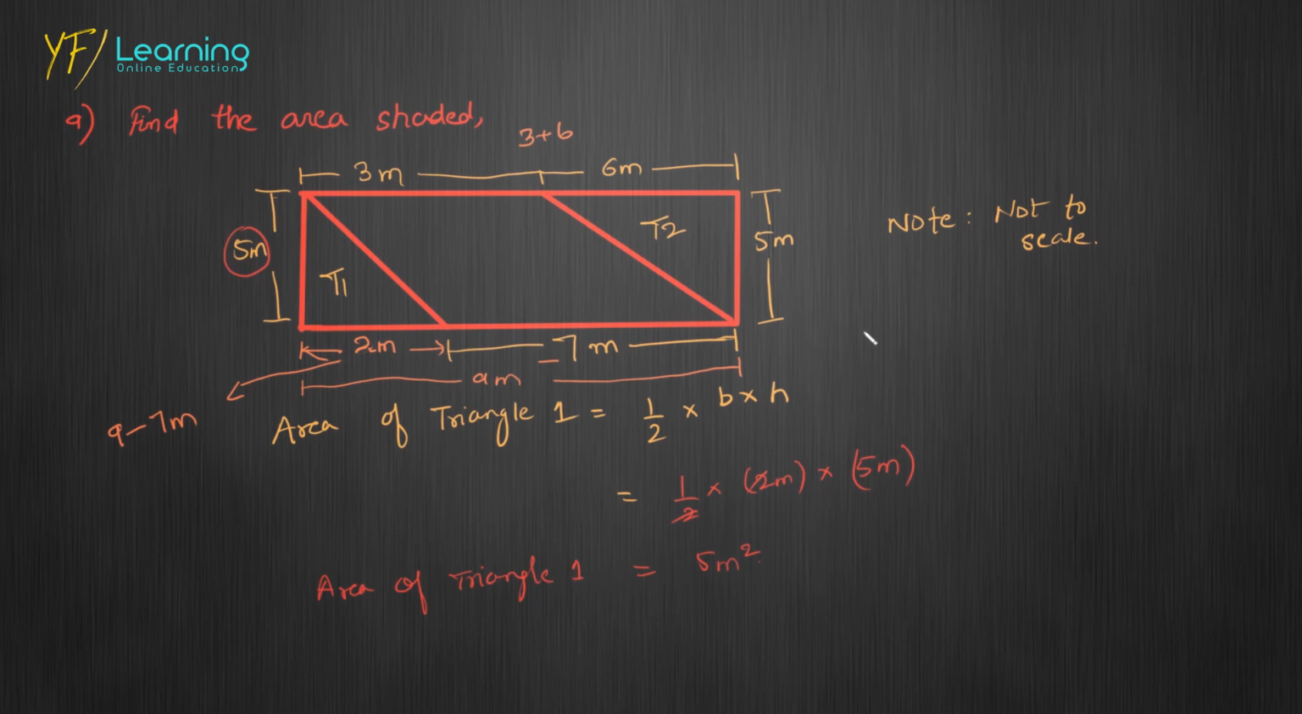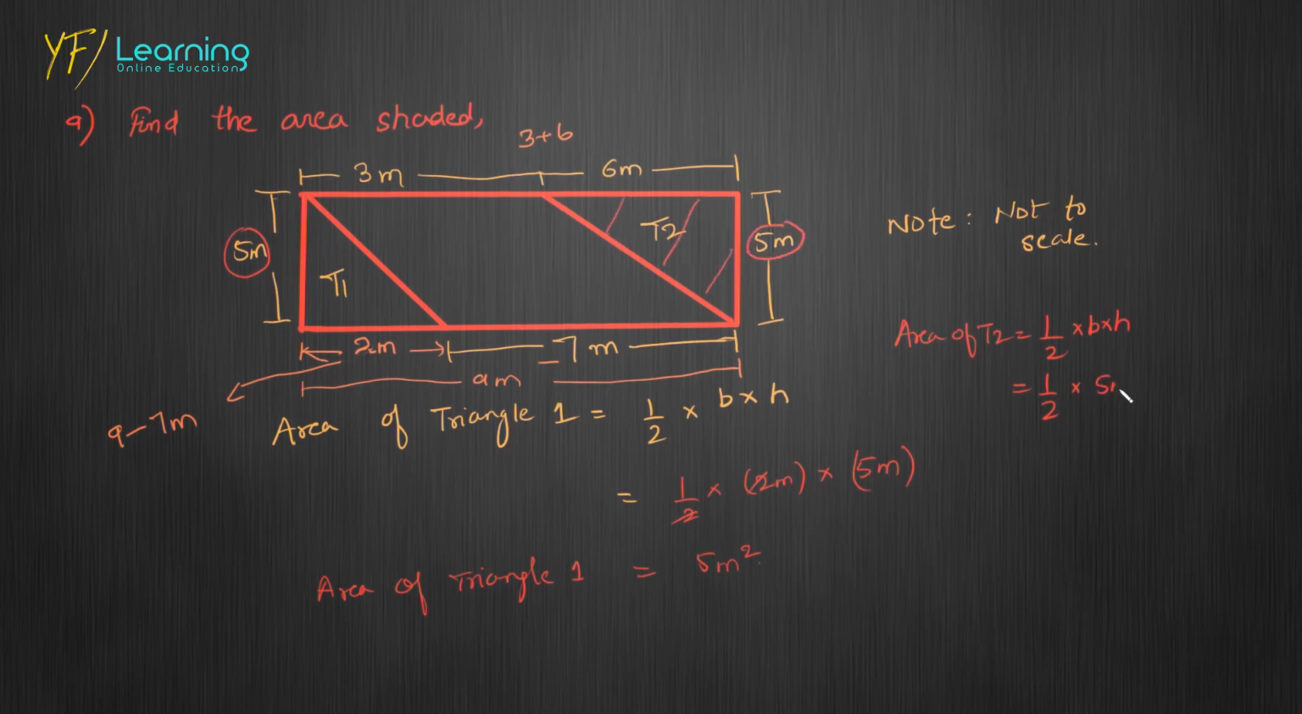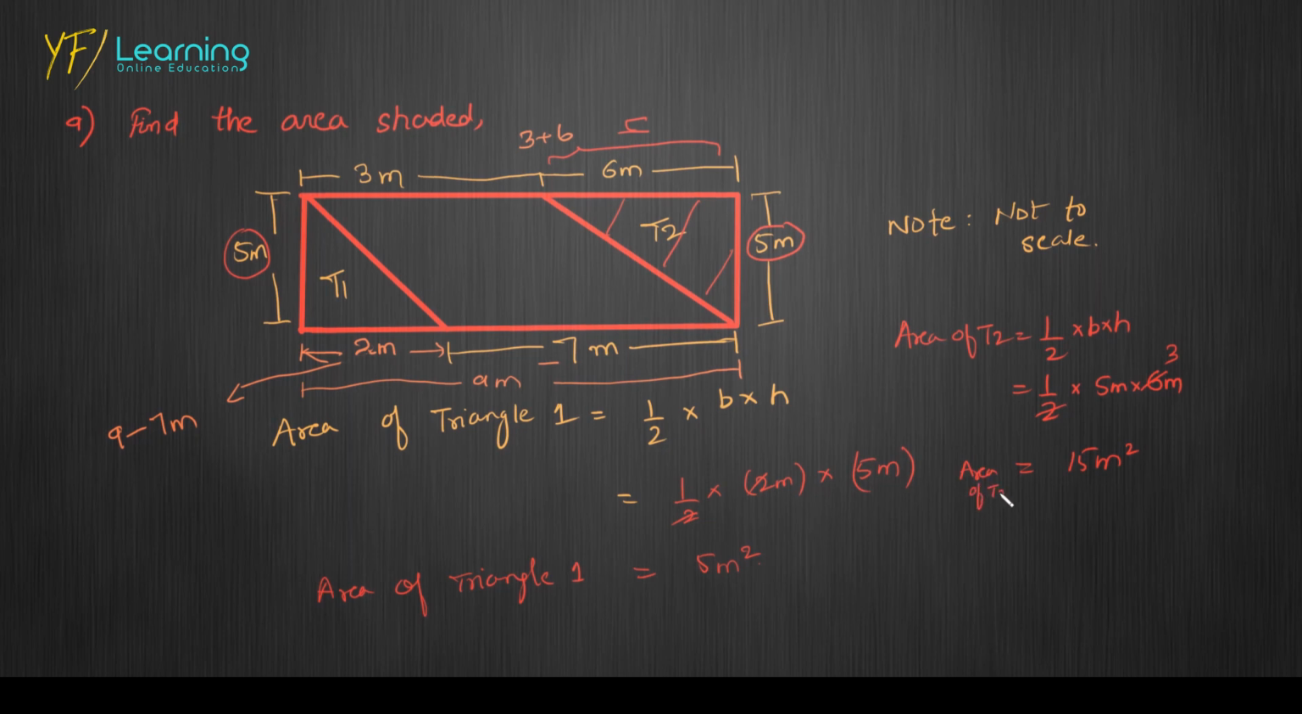Now calculate area of triangle 2. Area of T2 is equal to half times base times height. Half times base of this triangle is 5 meter and its height is 6 meter. 2 times 3 is 6, 5 times 3 is 15 meter square. Area of triangle 2.